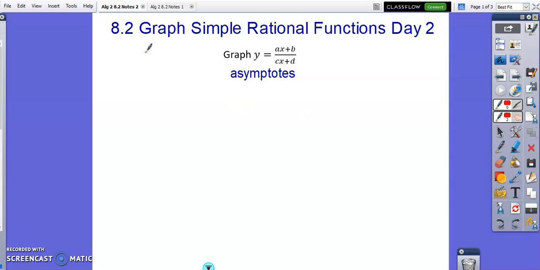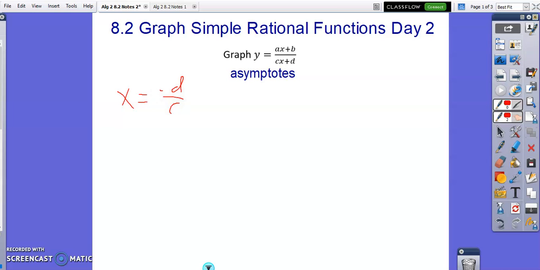So we're going to pick up today with 8.2 Graph Simple Rational Functions, Day 2. And you can see this time the general form we're graphing, y equals ax plus b divided by cx plus d. And so first thing we're going to address today is how that affects the asymptotes. The first asymptote occurs at x equals negative d over c.